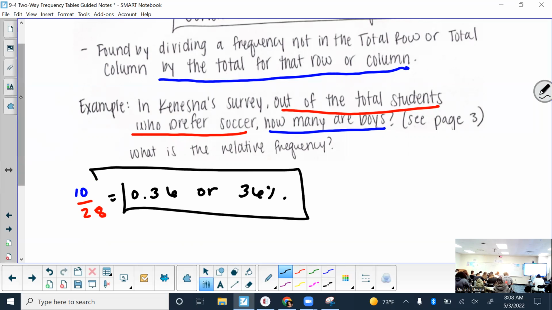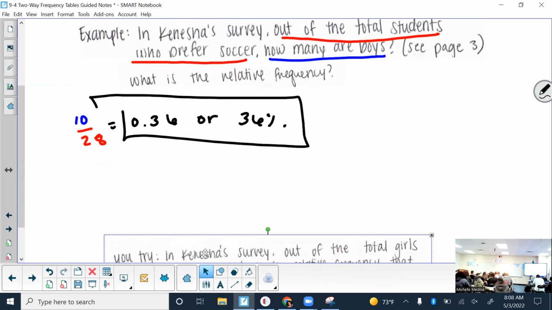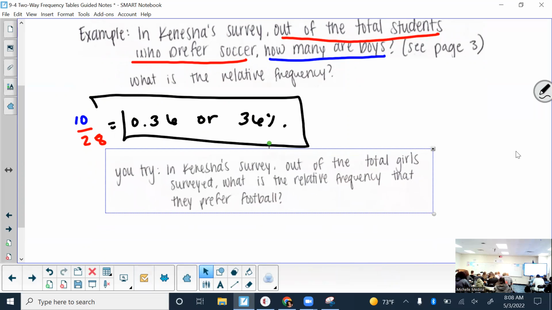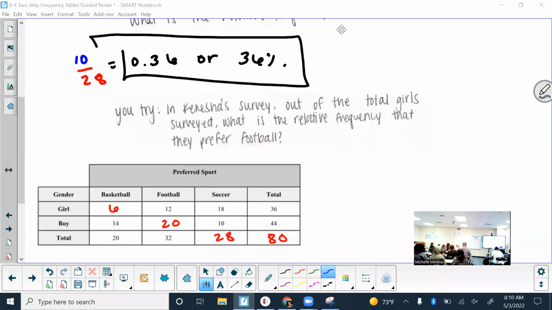All right, so then I have a try for you, so I'm going to scroll down. Actually, I'll bring it up more. So in the same survey, Kanisha's survey, out of the total girls surveyed, what's the relative frequency that they prefer football? So don't shout it out loud. I'll give you less than a minute. All right. So out of the total girls surveyed, that's the key word, not out of all the people surveyed, just the total girls surveyed. How many girls were surveyed? Good. So is that my numerator or denominator?